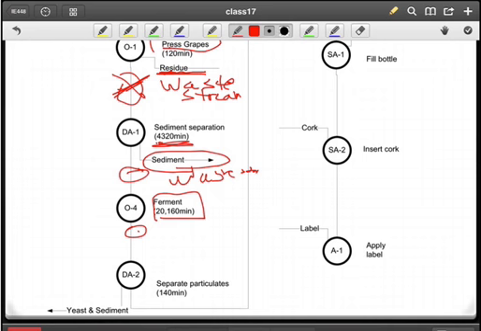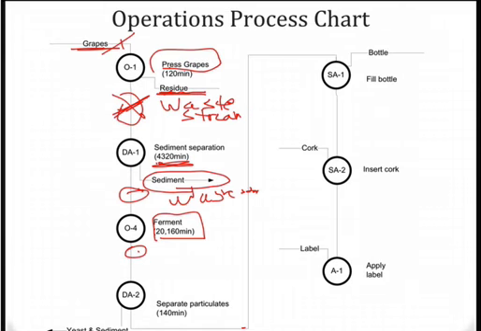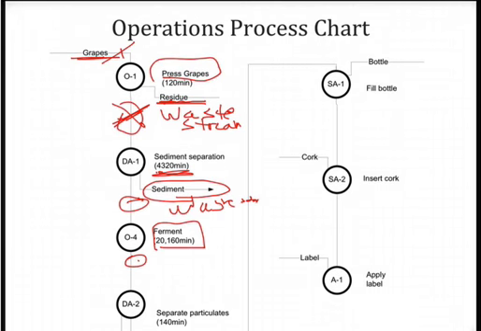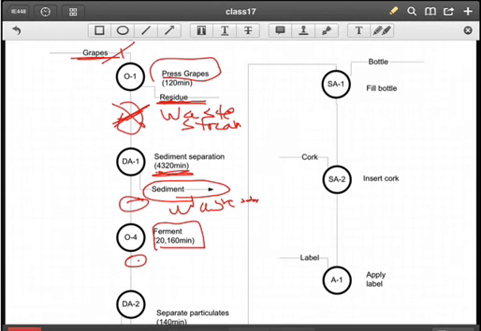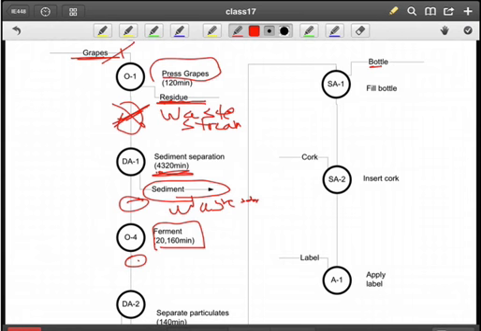After we separate the particles, then we have our wine that needs to go into bottles. And of course, you should recognize that the bottles themselves are direct material because they will end up going to the customer. So the bottle enters our operation here. We have a subassembly going on, the wine and the bottle. After we fill the bottle, then we have another subassembly, the cork.